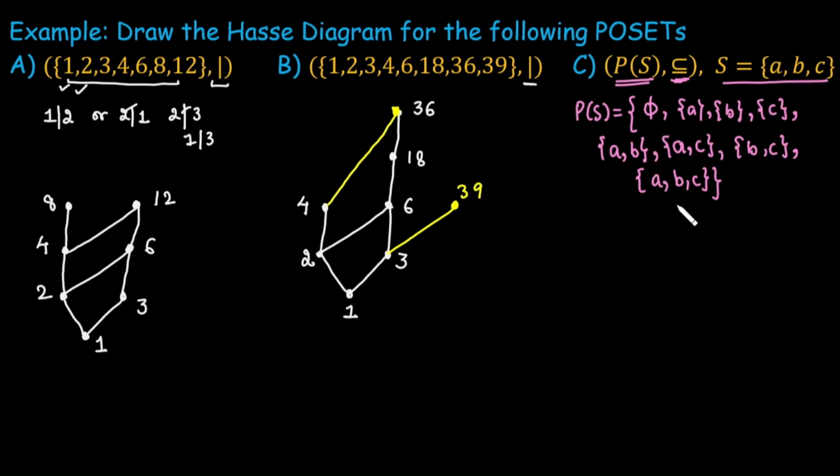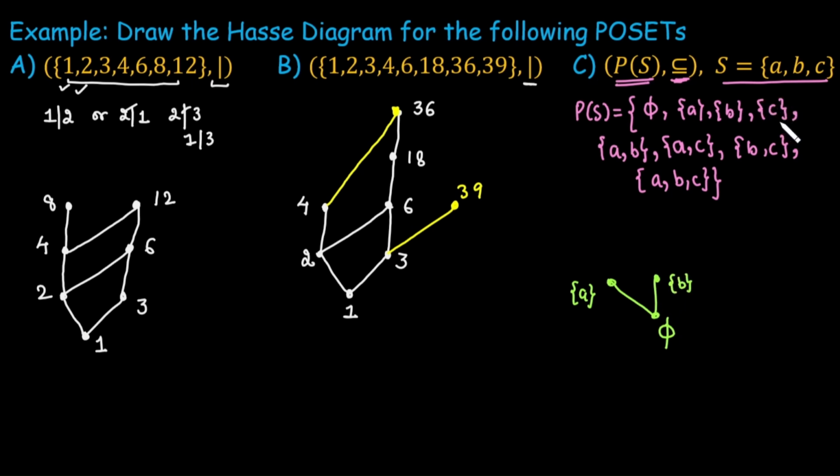Now we need to draw its Hasse diagram. So phi is a subset of all the sets. So place it at the bottom. Now phi is a subset of A, but A is not a subset of phi. So we will place A above the phi. Now B set. Whether A is a subset of B? No. Whether B is a subset of A? No. Now think for the phi. Whether phi is a subset of B? Yes. So we will place the B set above the phi.